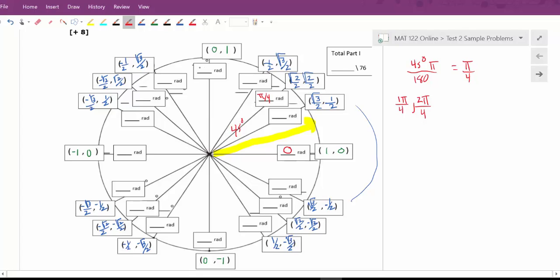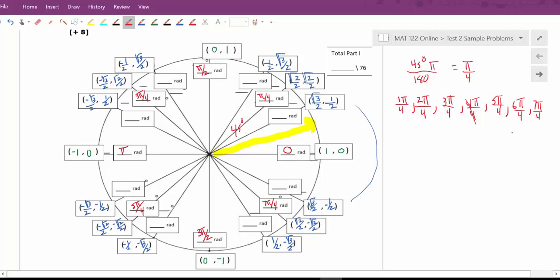But 2 pi over 4 reduces to pi over 2. Okay. Then we're going to go to 3 pi over 4. I'm just going by 45-degree increments. So this is going to be 3 pi over 4. Then I'm going to go to 4 pi over 4, which of course 4's cross out, leaving pi. Keep going. 5 pi over 4 goes here. Keep going. 6 pi over 4 actually reduces to 3 pi over 2. Keep going. 7 pi over 4.